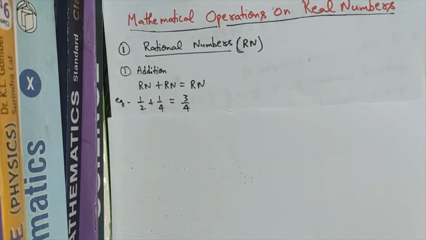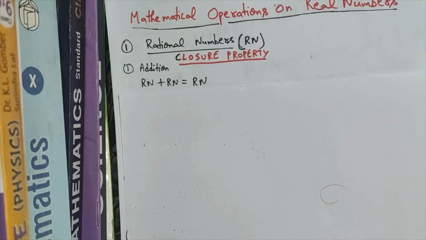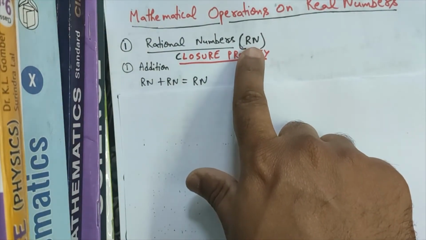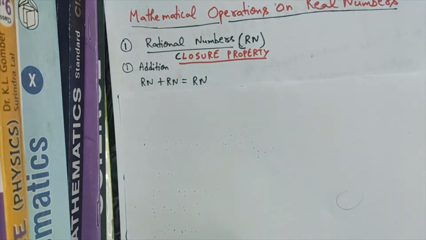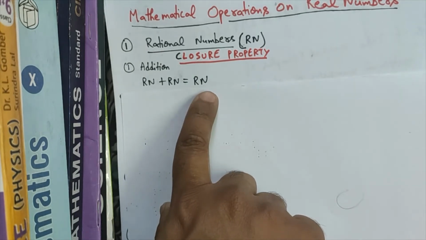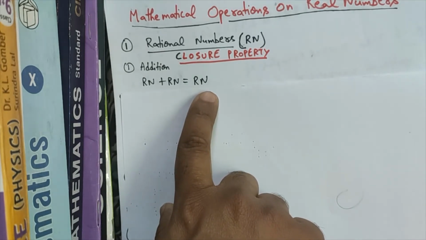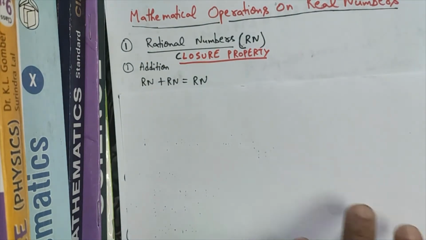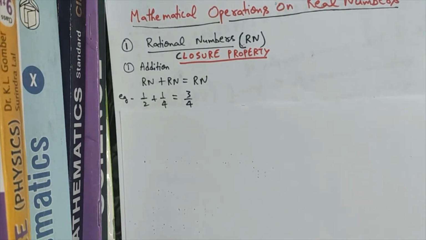Okay, so we are talking about the closure property of rational numbers. In the case of addition, where I am representing rational number as RN, when a rational number is added to another rational number, the sum will always be a rational number. For example, 1 by 2 plus 1 by 4 is equal to 3 upon 4.